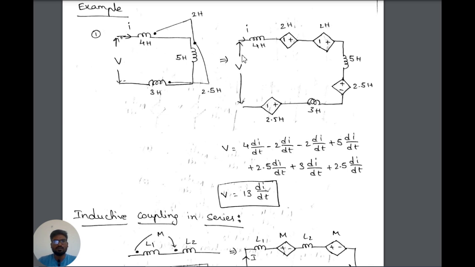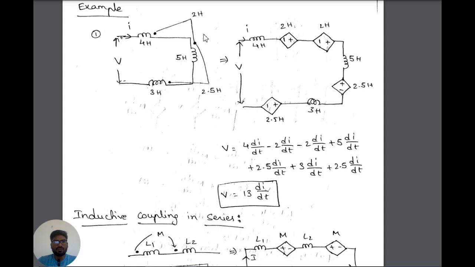So if we convert to the equivalent circuit, the self-inductance is written like this, and for the mutual inductance which is connecting to 5 Henry, this mutual inductance is due to the current flowing in 5 Henry.